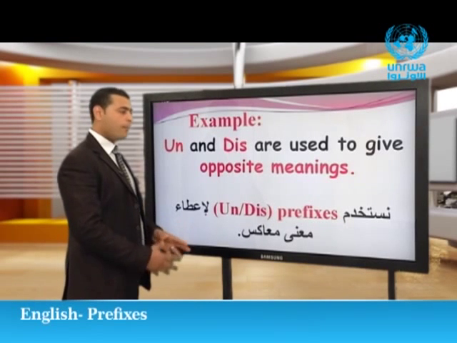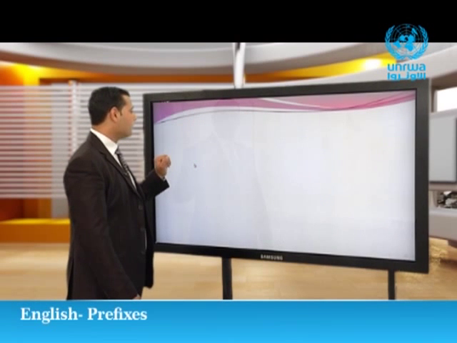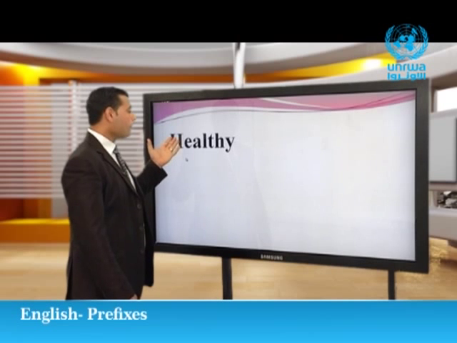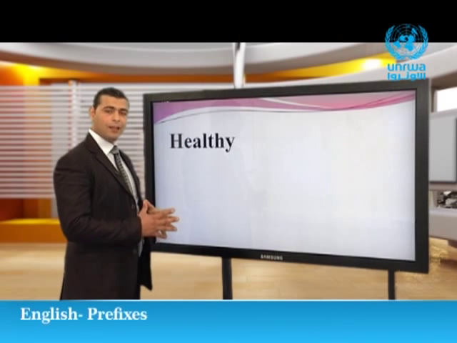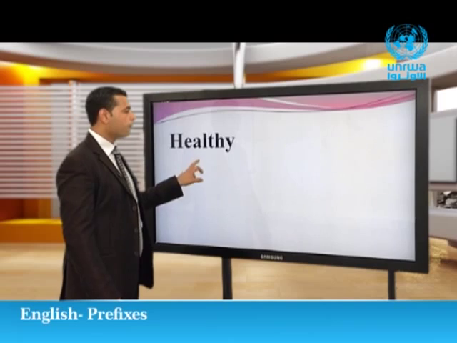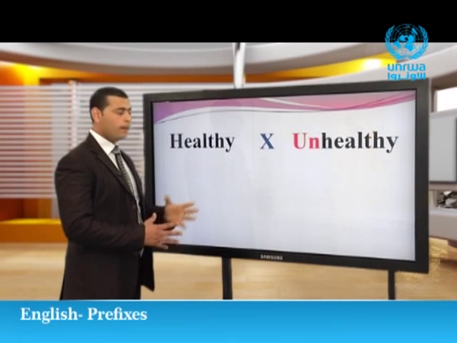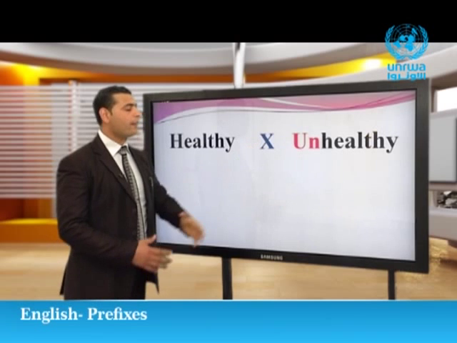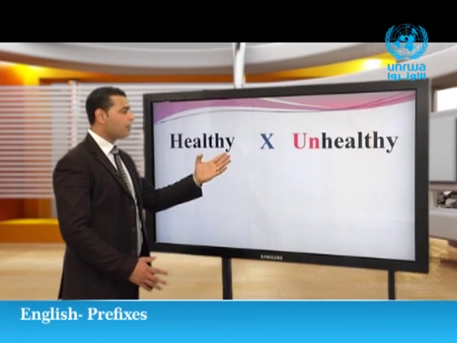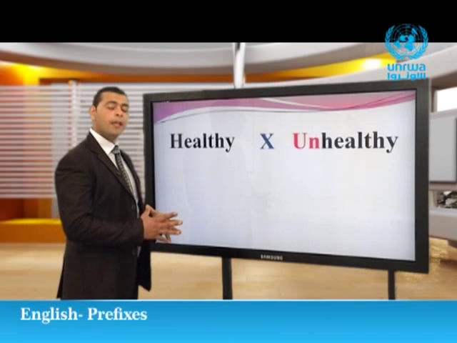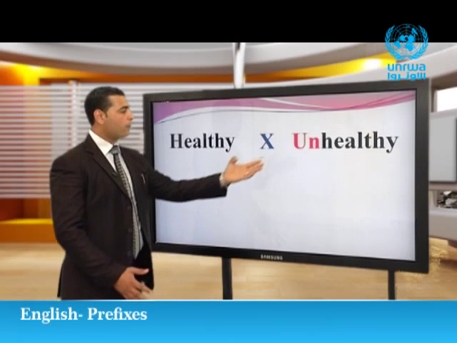Let's have some examples. Here, the word healthy. Healthy means صحي. Let's look at the opposite of the word healthy. Healthy, unhealthy. صحي أصبحت العكس غير صحي بإضافة أو باستخدام the prefix un.